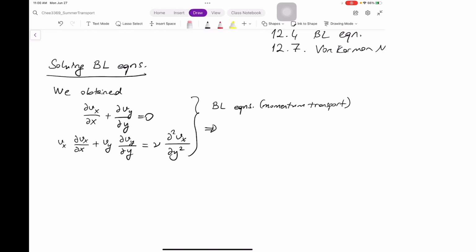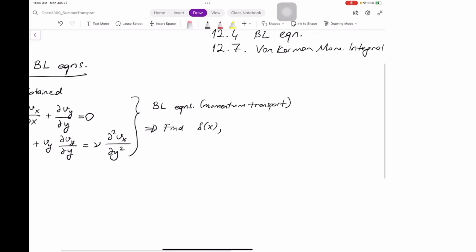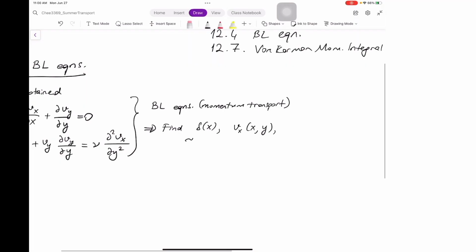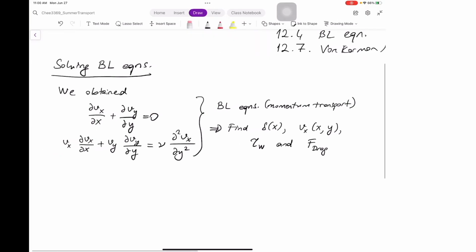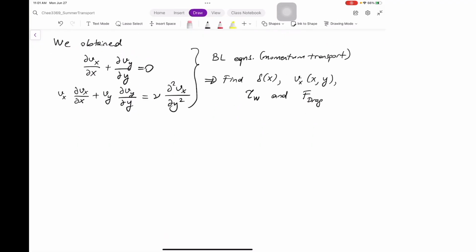Now, our aim is to find the boundary layer thickness delta x, the velocity profile Vx of x comma y, tau w, the shear stress at the wall, and the drag force. Okay, so we want to find those things, and we're going to see that these quantities are related to thermal analogs of these quantities.